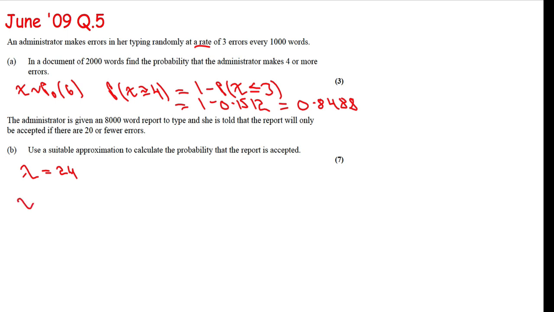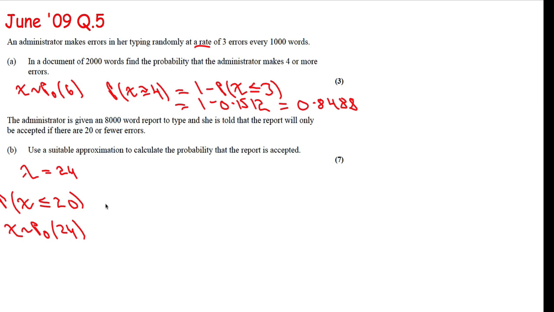The report will only be accepted if there are 20 or fewer errors. So essentially what we want to work out is the probability that x is less than or equal to 20. So 20 or fewer errors. And also x has a Poisson distribution with parameter 24, and we can see that lambda is quite big here, and we're using an approximation. That means we can use the normal distribution.